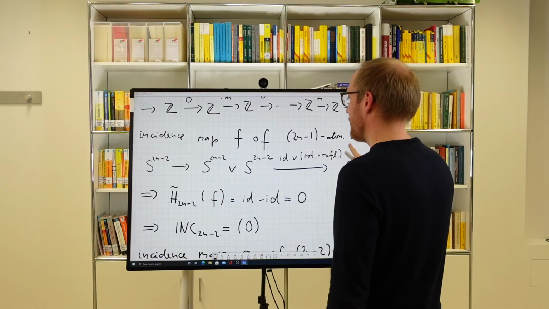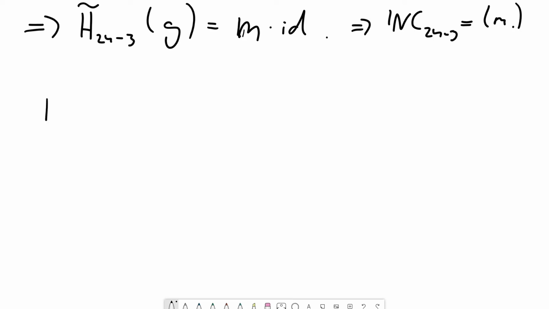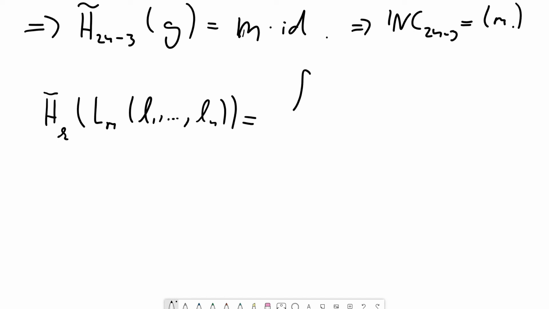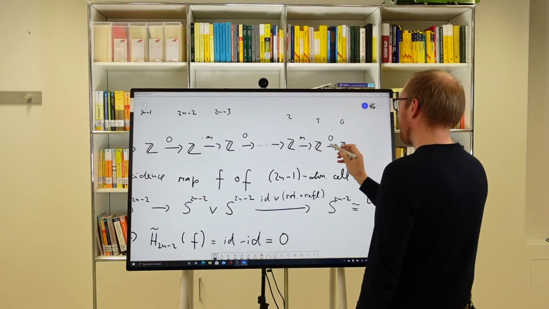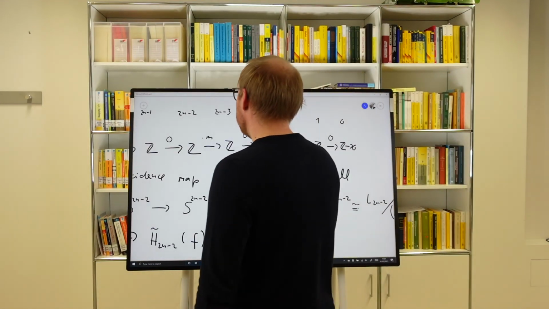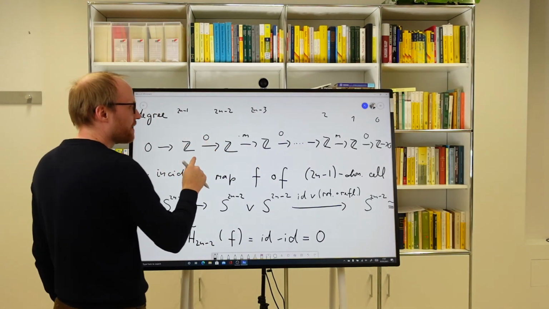And now we see that there are 3 different cases for the homology. So the kth reduced homology of the lens space L(m; 1, ..., n) is Z in the beginning, k equals 0, and in the end, 2n minus 1. Let's see this. In the beginning, the last arrow is of course 0, so the kernel is everything, modulo the image, which is 0, so it gives a Z here. And very similarly here, this map is the 0 map, so the kernel is everything, nothing is mapped out.